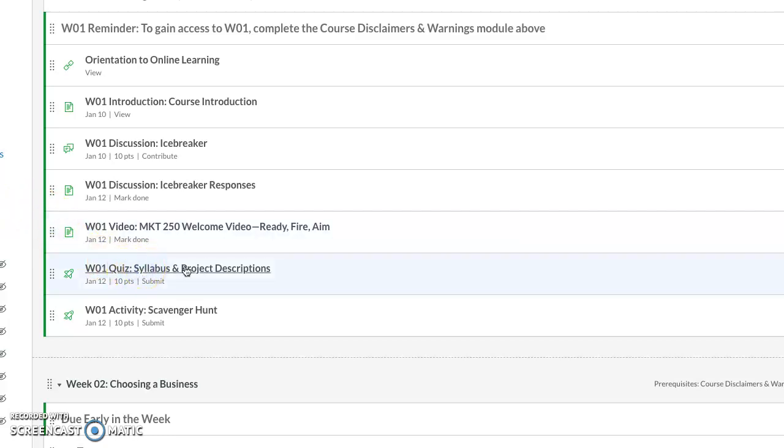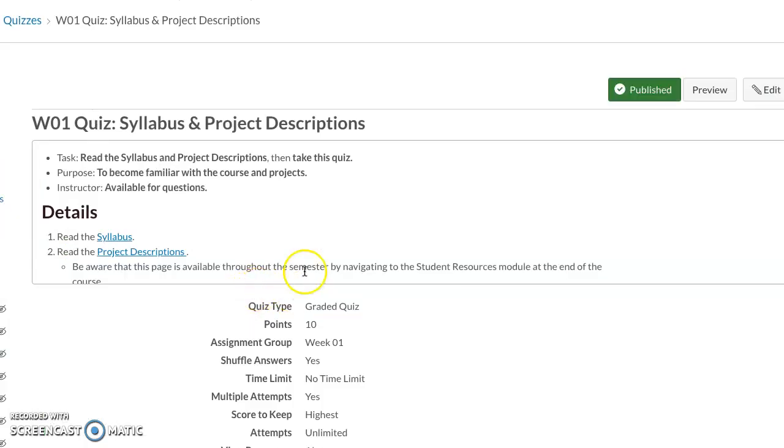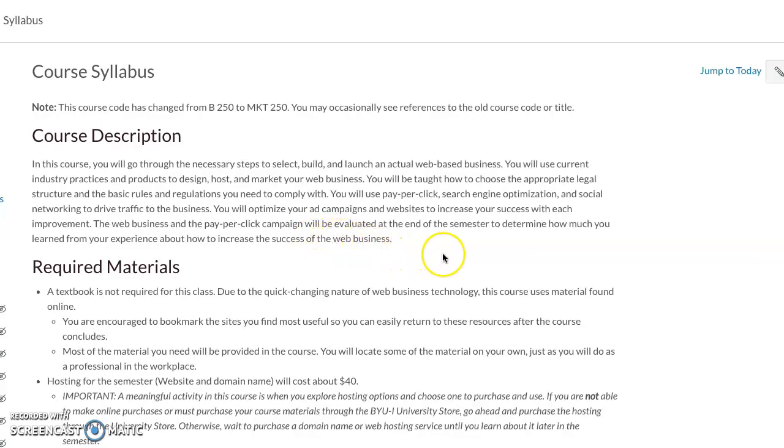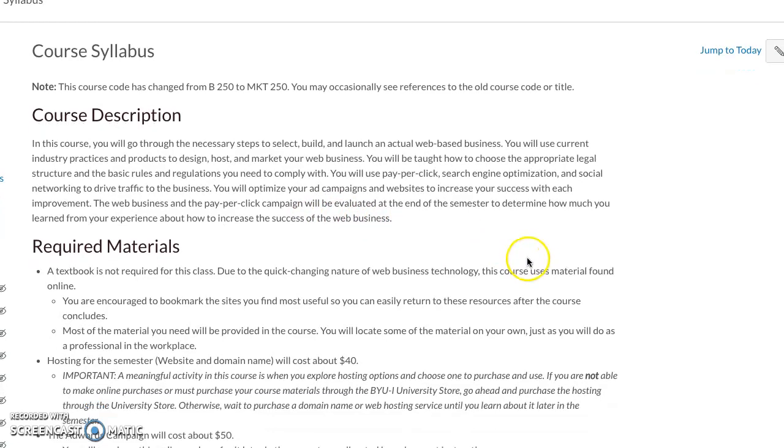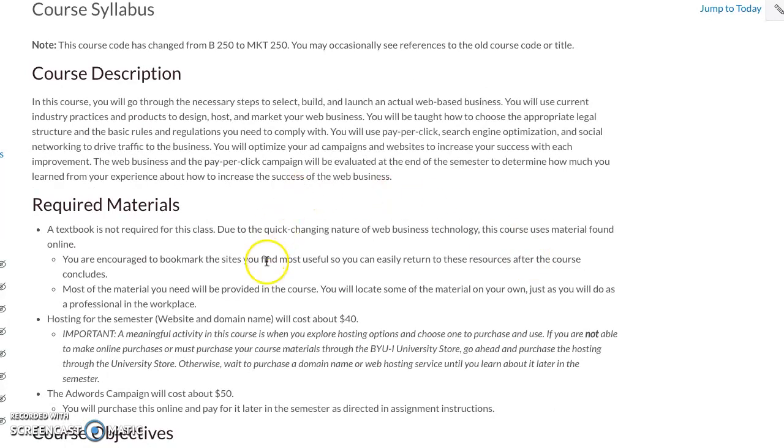You've got a quiz next on the syllabus, and there's a link there to the syllabus and the project descriptions. I will go through the syllabus briefly for you. I won't read the syllabus because you can read it, but I will hit a few highlights on here. The required materials, note that there is no textbook. I mentioned this in my introductory email. There is no textbook, but you will still be purchasing a website, domain name, and an AdWords campaign, so please have funds set aside for that.